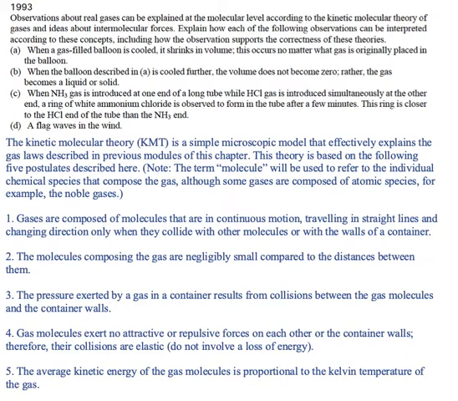C, when NH3 gas is introduced at one end of a long tube and HCl gas is introduced simultaneously at the same time at the other end of the tube, a ring of white ammonium chloride is observed to form in the tube after a few minutes. This ring is closer to the HCl end of the tube than to the NH3 end of the tube.